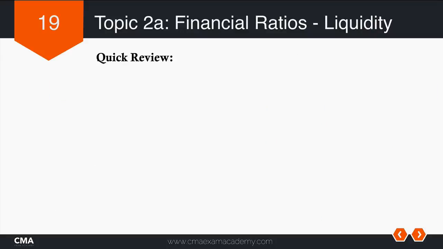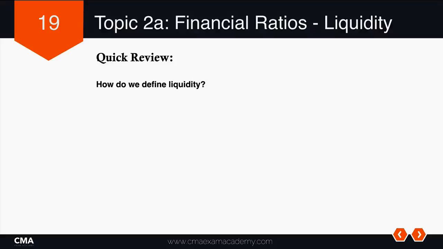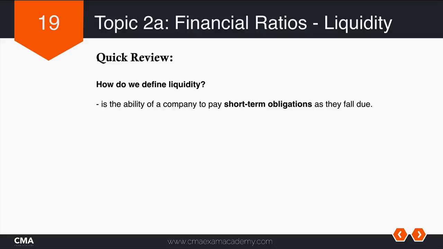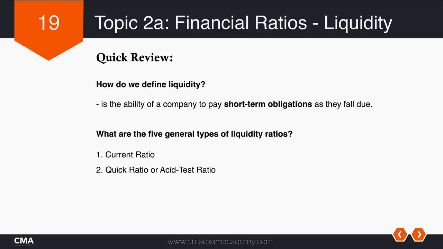Now, let's have a recap. How do we define liquidity? Liquidity is the ability of a company to pay short-term obligations or current liabilities as they fall due. And what are the 5 general types of liquidity ratios? Yes, we have the current ratio, the quick ratio, or the acid test ratio, cash ratio, cash flow ratio, and the net working capital ratio.